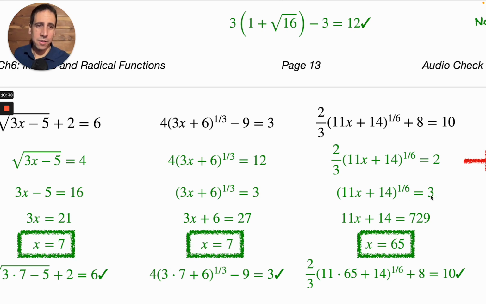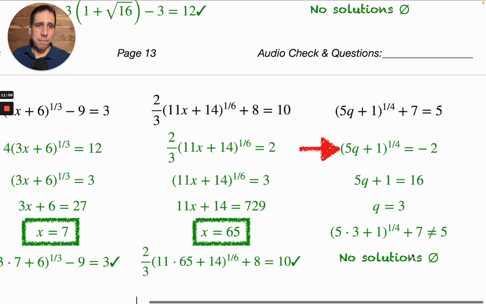3 times itself 6 times. 3 times 3 times 3 times 3 times 3 times 3, 6 times, is 729. Undo the addition, undo the multiplication, get x equals 65. And we do have to check it because the 6th power is even. Anytime you raise something to an even power, like squaring it or fourthing it or sixthing it, then you have to check your answer here.